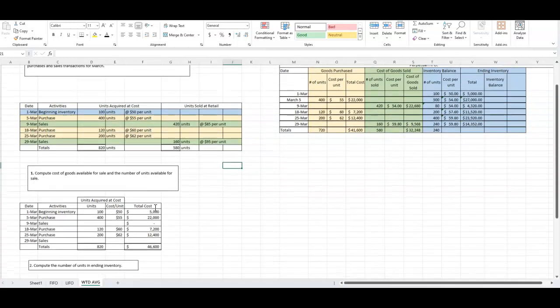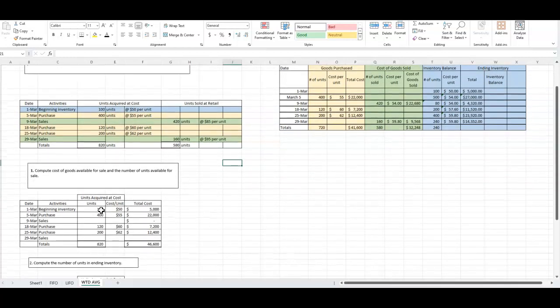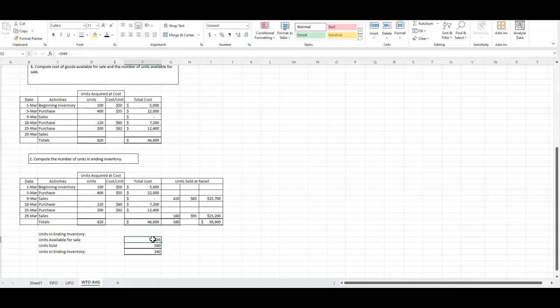We're computing the cost based on these cost flow assumptions. Units acquired at cost is obviously so simple. We're just adding up the number of units we purchased, multiplying each purchase or the beginning inventory by the cost associated with it, coming up with the total cost. So we have our beginning inventory, our total goods available for sale in units and in dollars. It asks to compute the number of units in ending inventory. That's as simple as beginning units available for sale minus the units sold. So 240. That's all you need to do to get this.